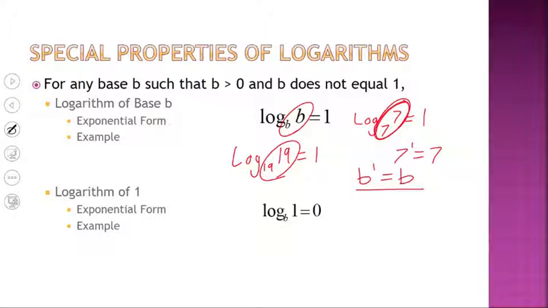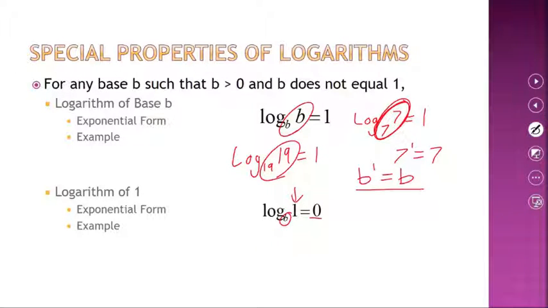The other rule, log base b of 1, would always equal 0. It's not going to matter what the base is, because any number you put in there, if we take the log of 1, it's always going to equal 0. The reason is if you put this in exponential form, it'd be b to the 0 power equals 1. That's true every time. It doesn't matter what b is. Anything to the 0 power always equals 1.